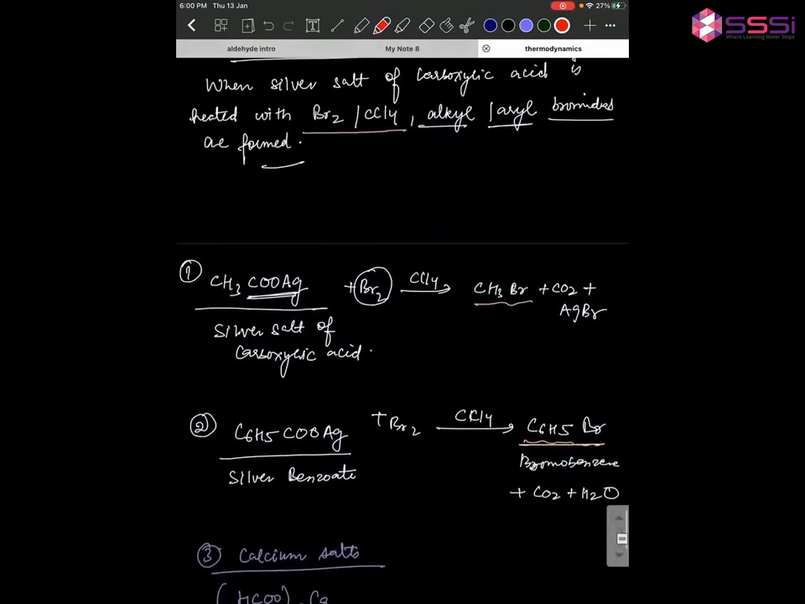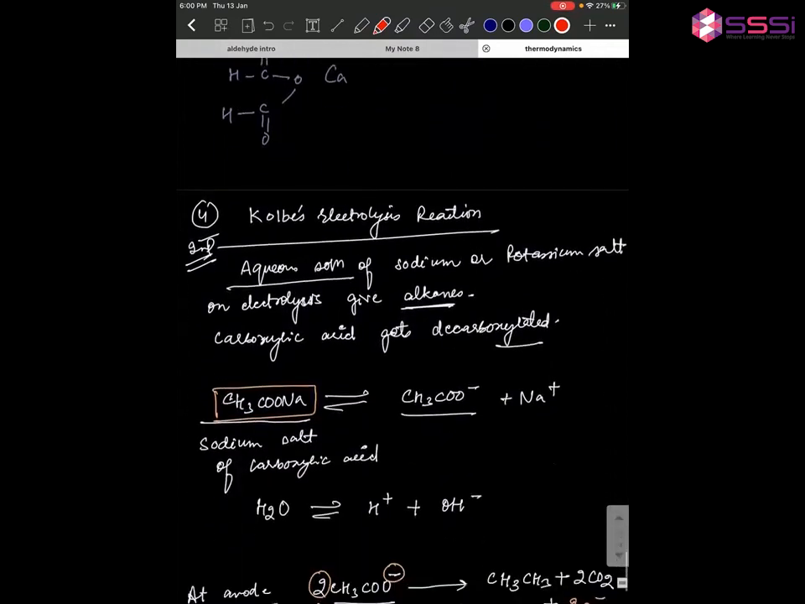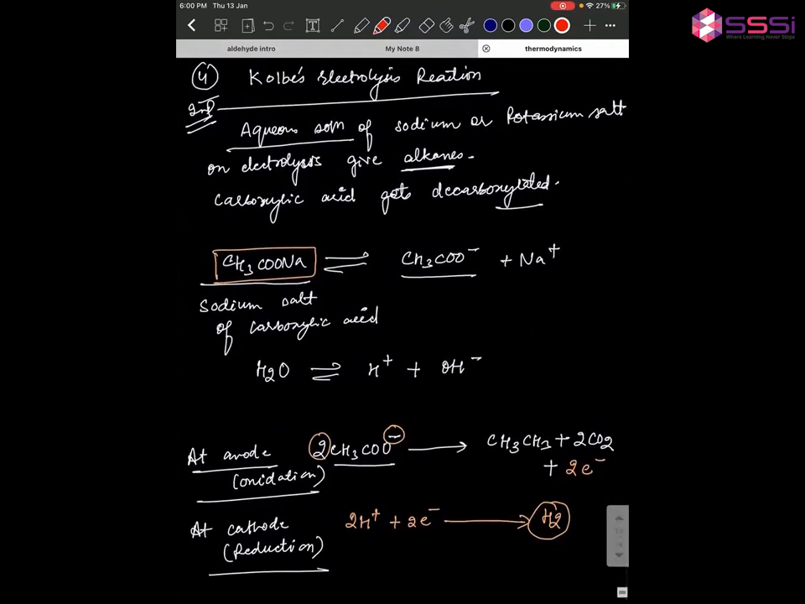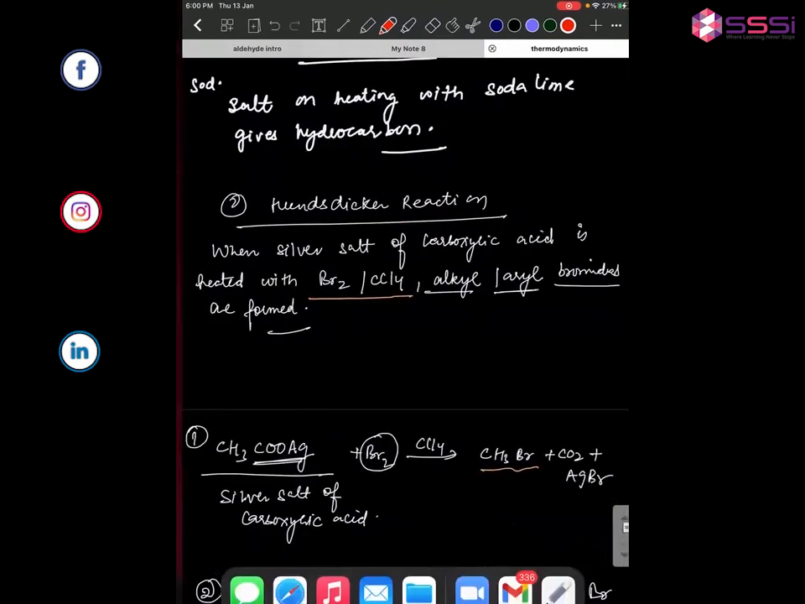The second part was the properties of salt, where we studied the Hunsdiecker reaction, where silver salt of carboxylic acid along with Br2 and CCl4 was converted into alkyl bromide and aryl bromide. Third was with calcium salt, and fourth was Kolb's electrolysis process. Any doubt? No, ma'am. Okay.